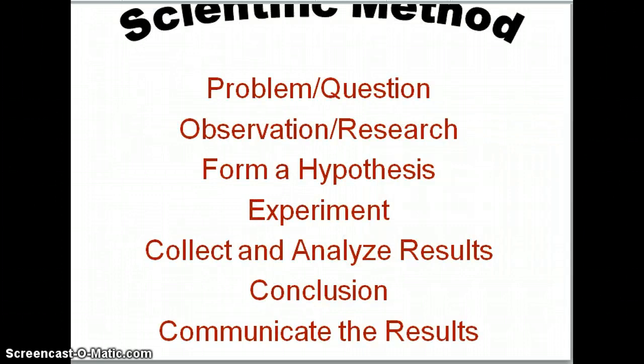There are 7 steps to the scientific method. The first step is stating a problem and question. Second step would be observation and research. Third step is form a hypothesis. The fourth step is to do an experiment. The fifth step is to collect and analyze results. Your sixth step is to conclusion. And the seventh step is communicate your results.